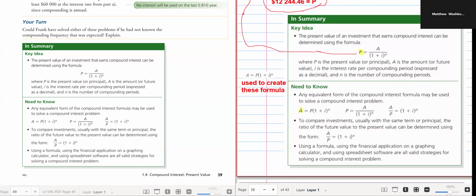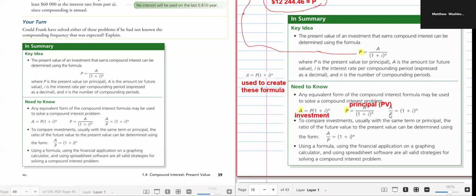So look at what you're trying to solve. This first one is trying to find A, the investment, the total amount at the end of it. Look at P. This is the same one up above here. This is trying to find the principal or the present value, PV.